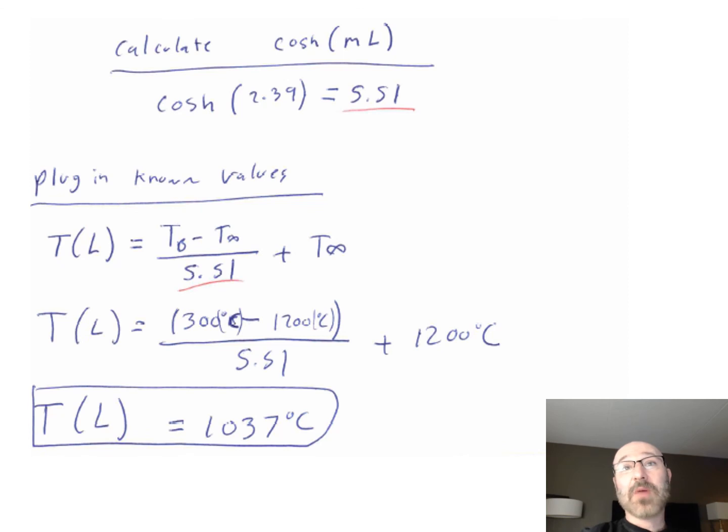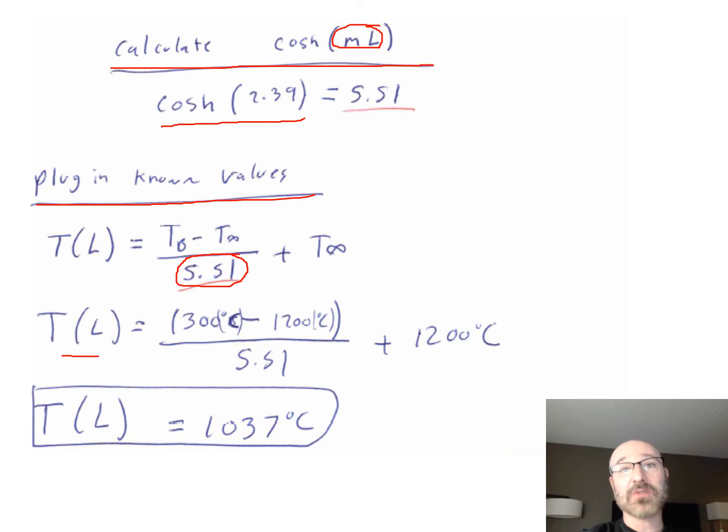So the next step is we're going to go ahead and calculate this here as a whole term. The hyperbolic cosine of 2.39, when we plug in for that value we just found for ML, is equal to 5.51. So I can now put this as a numeric value down here on the base right there. And then we can plug in the rest of our known values right here.